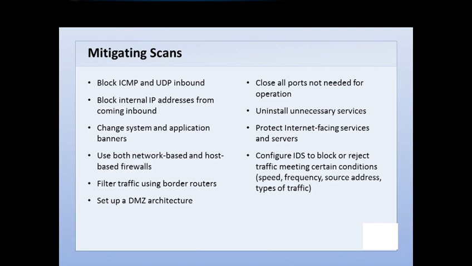And finally, I would tell you to configure your IDS to block or reject any traffic meeting certain conditions, like if you see network scanning that's coming in at an alarming speed or at a certain frequency or using certain source addresses or using certain types of protocols. You could configure your IDS to block this traffic, and that would help mitigate any scans or other attacks that might come into the network.